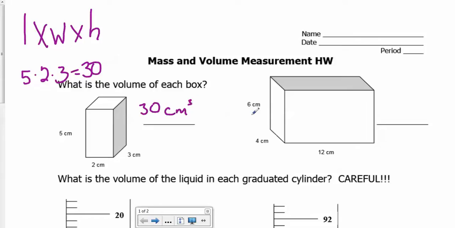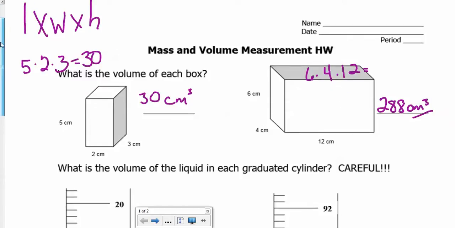Then we're going to come over here to this one and we're going to do the same. So it's going to be 6 times 4 times 12, and that gives us 288 centimeters cubed. Remember, since this is a 3D object, it's going to be cubed.